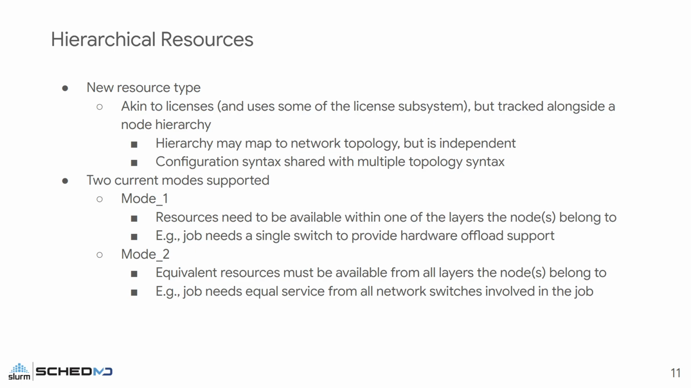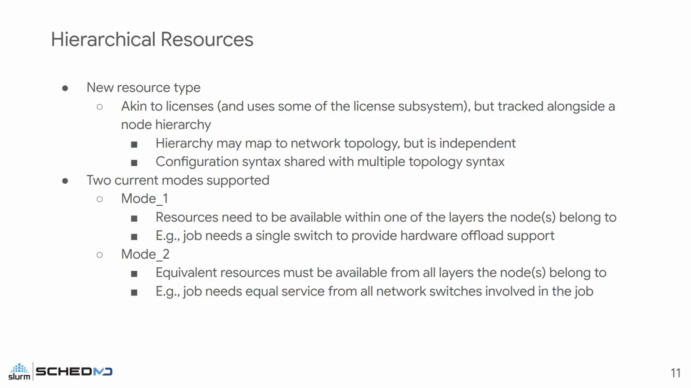Mode 1 is this idea of resources needing to be available within one of the layers that the nodes of the job are immediately a party to. This might be something like a network collective offload into the interconnect where a switch among the switches that are involved in this job needs to be able to provide it, but there's not necessarily a preference as to which switch.